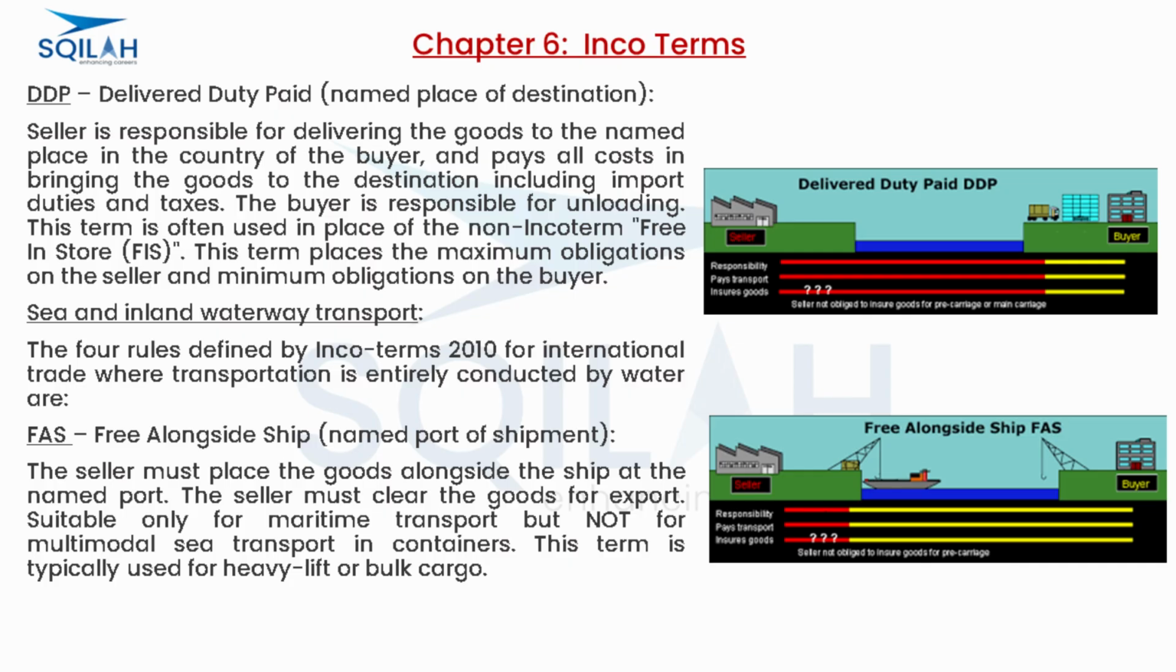Sea and inland waterway transport. The four rules defined by Incoterms 2010 for international trade where transportation is entirely conducted by water are: FAS, free alongside ship, named port of shipment. The seller must place the goods alongside the ship at the named port. The seller must clear the goods for export. Suitable only for maritime transport but not for multimodal sea transport in containers. This term is typically used for heavy lift or bulk cargo.